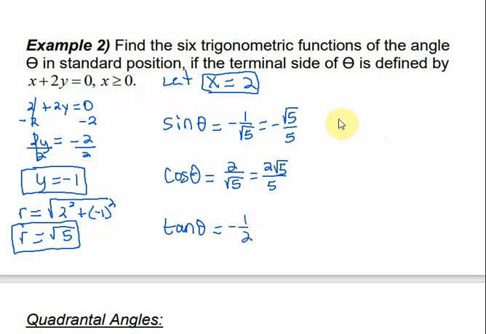And then for our reciprocal functions, cosecant of theta, so I'm going to go back to this to flip it. So if I flip a negative 1 over the square root of 5, I just get a negative square root of 5. Secant of theta, again, if I go to this fraction to flip it, I get the square root of 5 over 2. And then cotangent of theta would be negative 2.